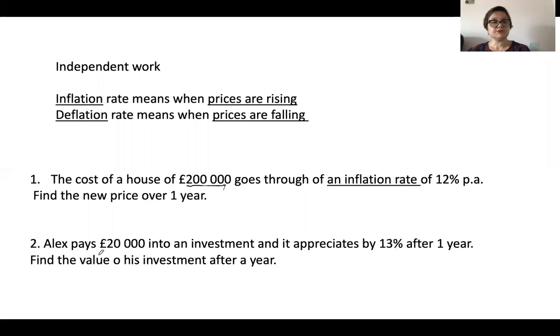And number 2 says Alex pays 20,000 pounds into an investment which appreciates by 13% after a year. Appreciates again, it's an increase. So again, it's going to be 1 plus 13%, the multiplier. So 1 plus 0.13. So in total, the multiplier is going to be 1.13. And multiply this by the original value.